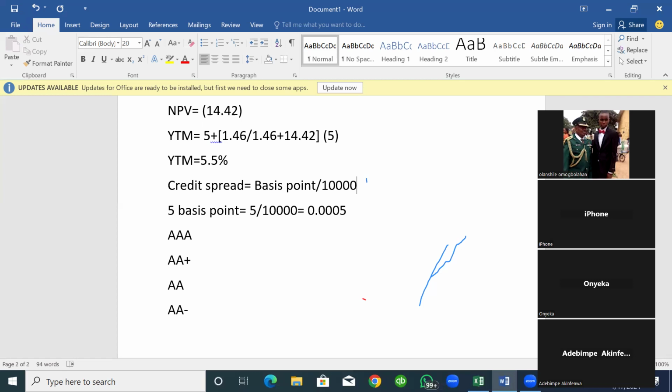You incorporate that default risk into your calculation. You add it up to your calculation. Okay, what if this person does not pay? You will now add it to your calculation. So you're adding default risk, so automatically you're adding the credit spread, which is represented by your basis point in this question. You add it up to your yield, to your rate of return.